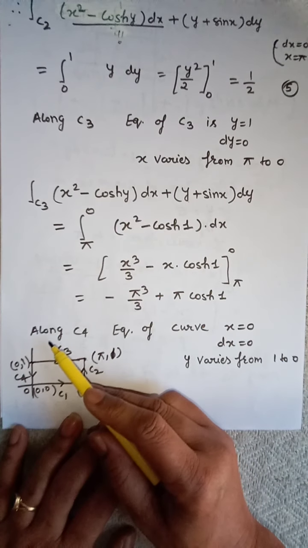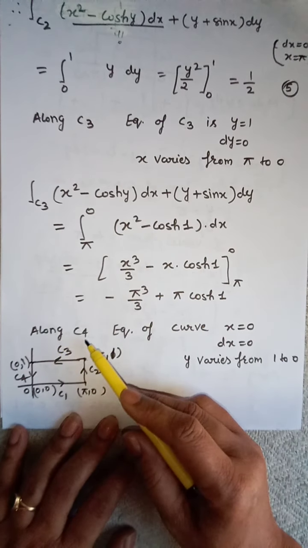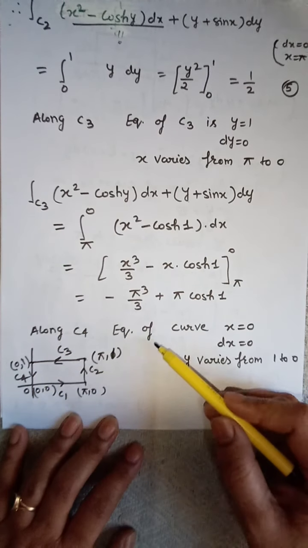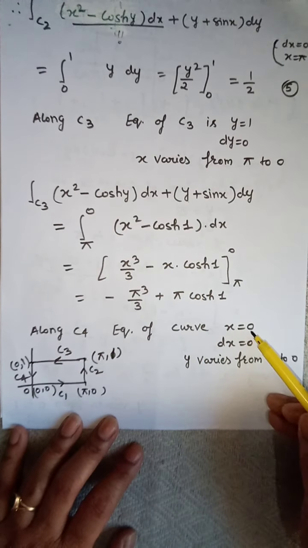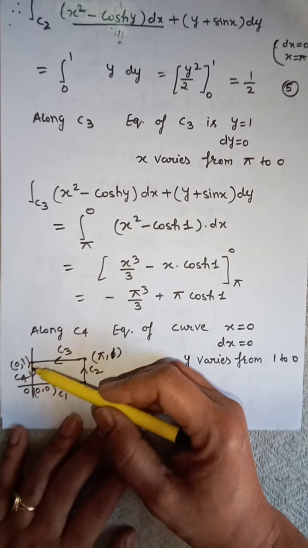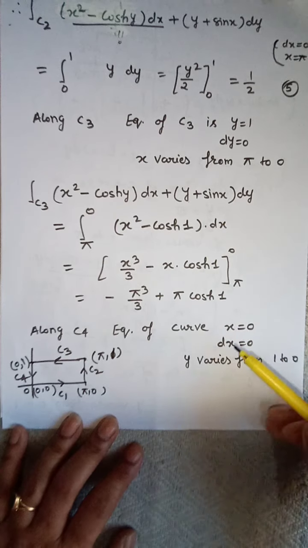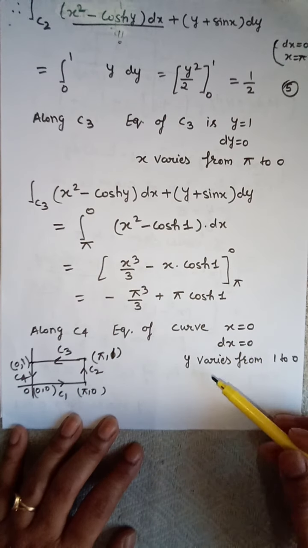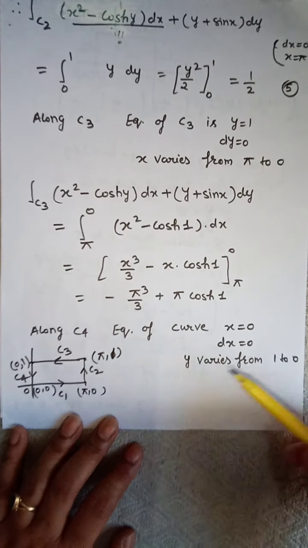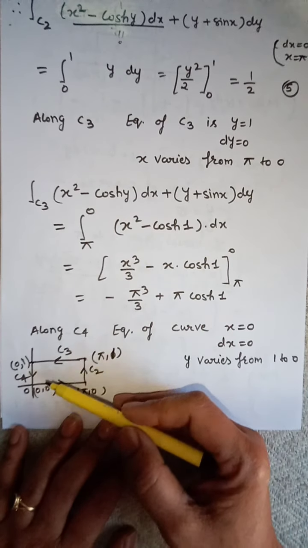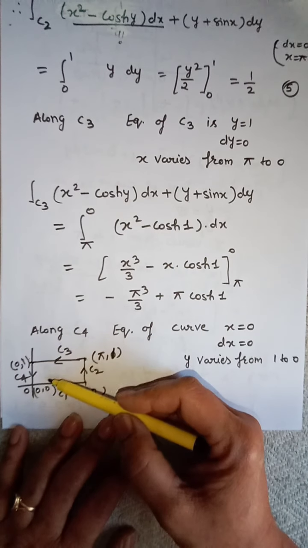Now come for the curve C4. Along C4, this one is our C4. So along C4, equation of the curve is x equal to 0 since it is y-axis. So along the curve C4, x is equal to 0. So that dx is equal to 0. Also y varies from 1 to 0.